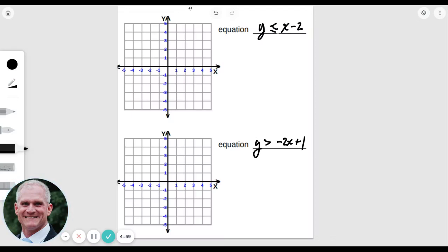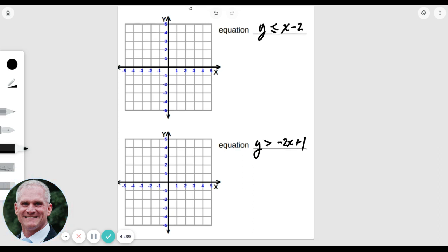Welcome back. This time I want to talk about inequalities and how we graph inequalities. Sometimes it's tough to tell by looking at a graph of an inequality whether or not it means less than or greater than, or less than or equal to, or greater than or equal to, so I'll explain that as well. So let's take a look at our first example up here to the left.